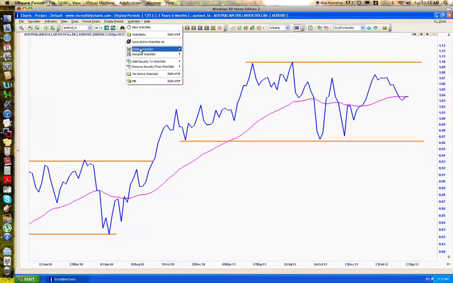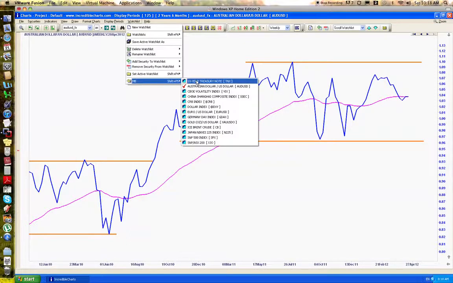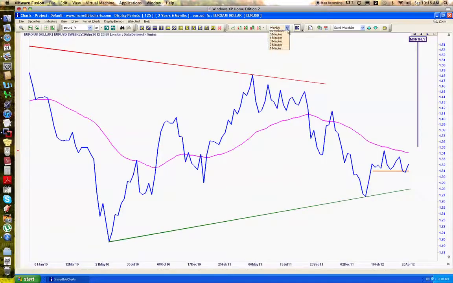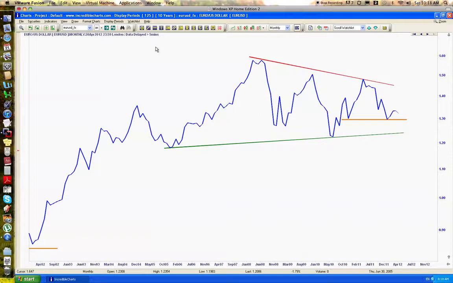We'll have a very quick look at the euro, and then I'm going to go on to commodities. The euro dollar, again, I always start with a long-term chart, so we're going to go back to its inception back in 2000, 2001. You can see it rallied against the US dollar, and it's had this pennant type pattern ever since.